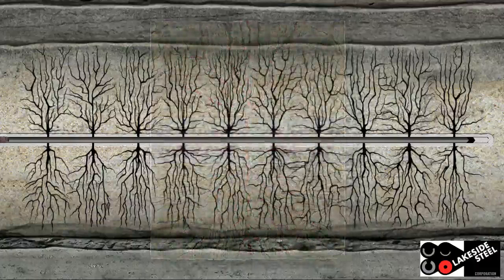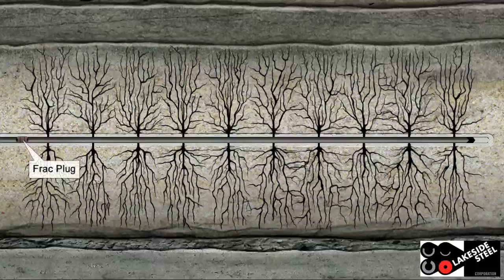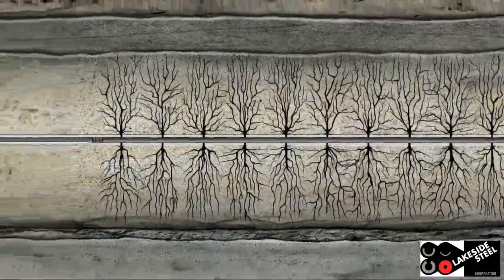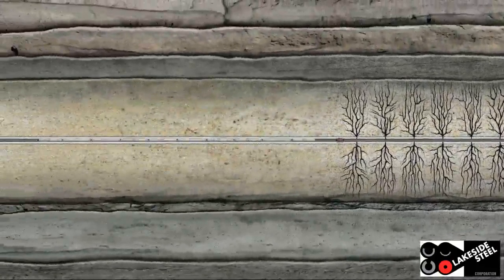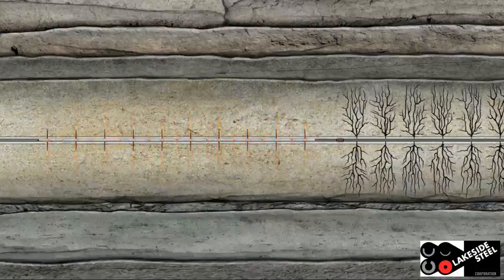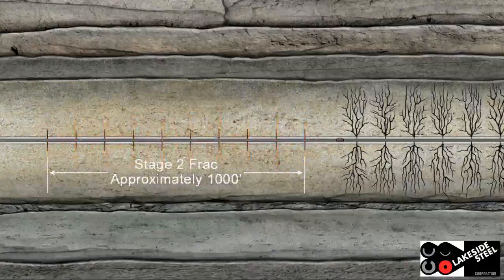This creates a fairway connecting the reservoir to the well and allows the released gas to flow to the wellbore. Next, a temporary plug is placed at the heel or left side of the first stage frac. The plug closes off or isolates the perforated and fracked section of the wellbore so that the second stage section of the horizontal leg can be perforated and fracked.